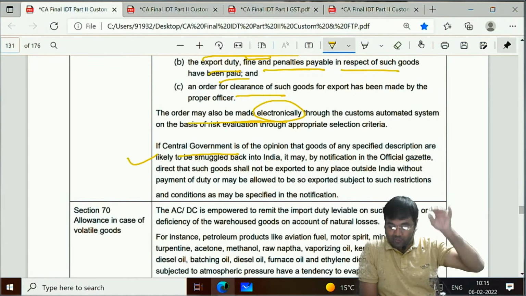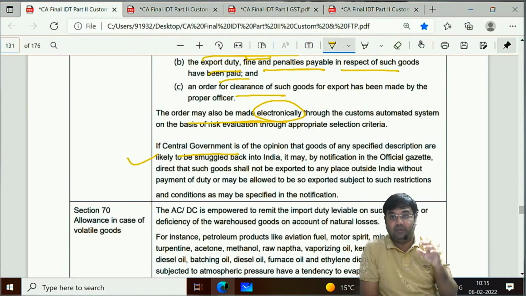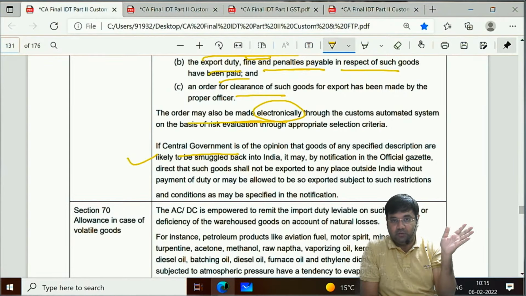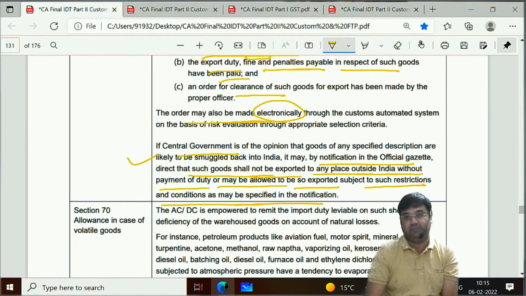Okay. So the importer is basically playing smart; it may be smuggled back to India. That's why the central government, if they think that goods of such a specified description are going to be exported and later smuggled back, again issues a notification in the official gazette that such goods shall not be exported to any place outside India without payment of duty, or may be allowed to be so exported subject to such restriction and condition as may be specified in the notification.